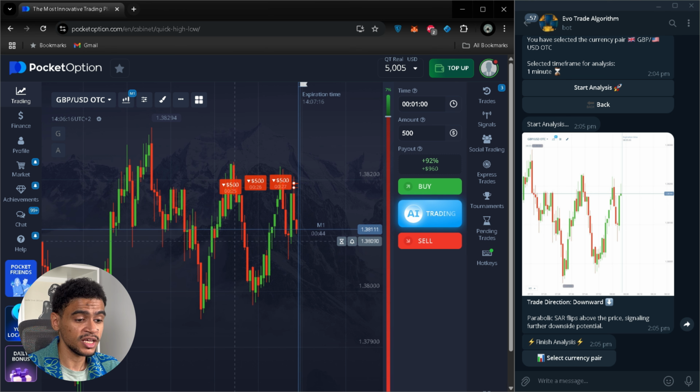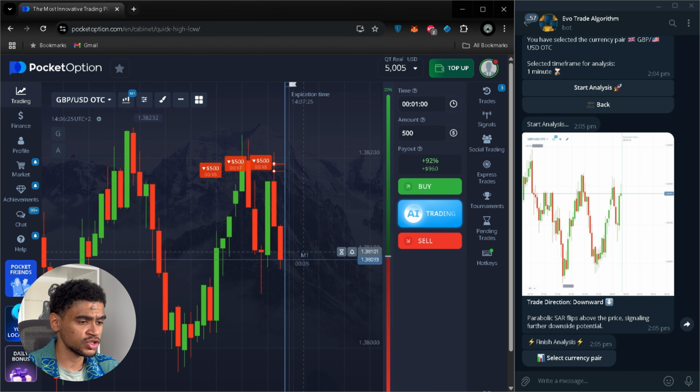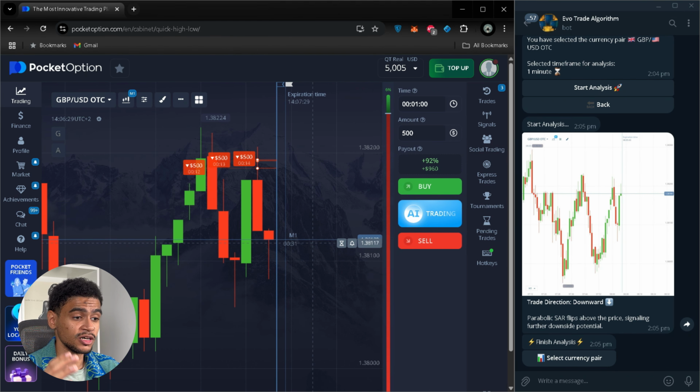So there we have it. For this instance, it used parabolic SAR, so the dots went above the price action. That means that we are looking for a potential reversal, which is exactly what happened as we placed our trade. And this is another $1,500 of profit. And once again, what a killer trading tool.